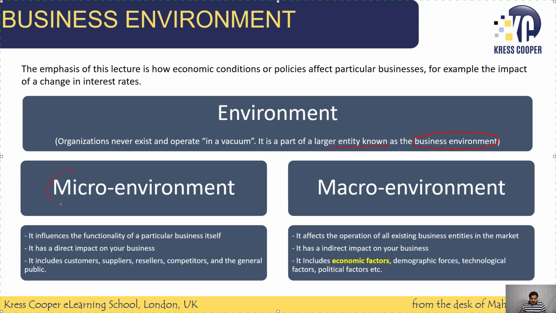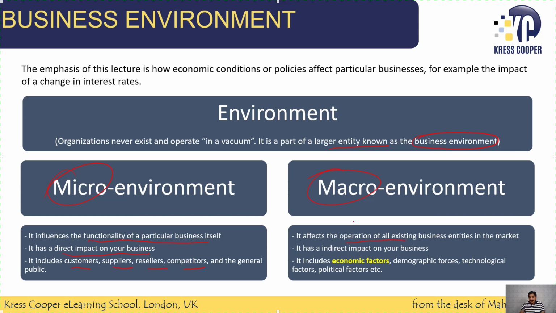One is a micro environment, one is a macro environment. Micro environment influences the functionality of a particular business. It has a direct impact on your business. Micro environment includes customers, suppliers, resellers, and competitors.